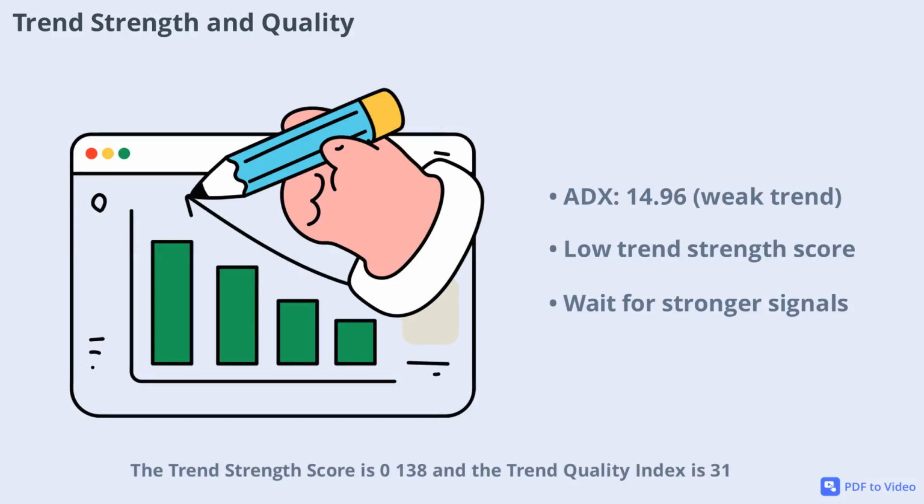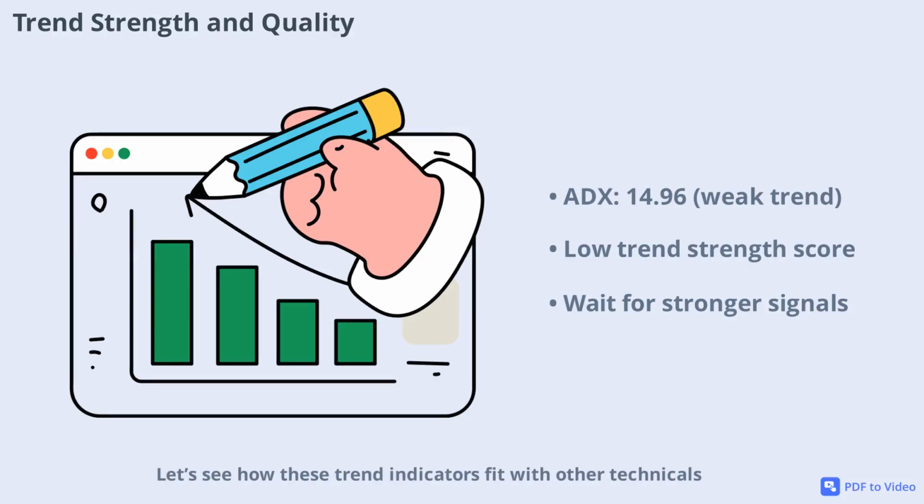The trend strength score is 0.138, and the trend quality index is 31.48, both pointing to a lack of strong directional conviction. This means that while the overall trend is up, the current move lacks momentum. Traders may want to wait for stronger signals before making significant commitments. Let's see how these trend indicators fit with other technicals.